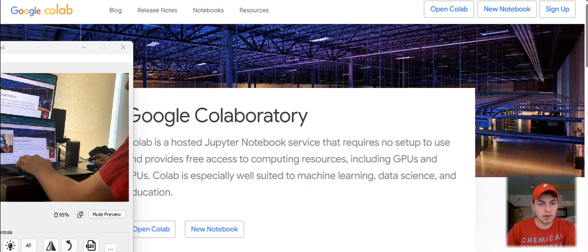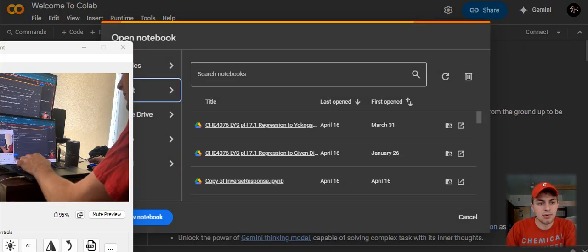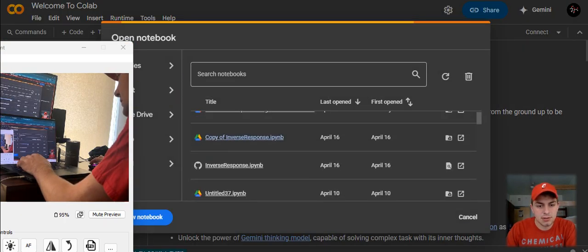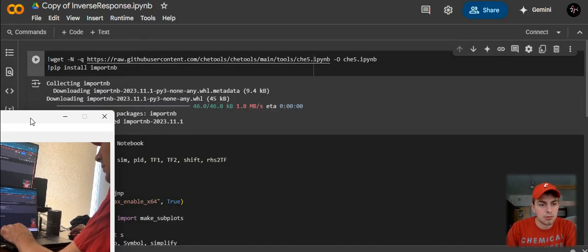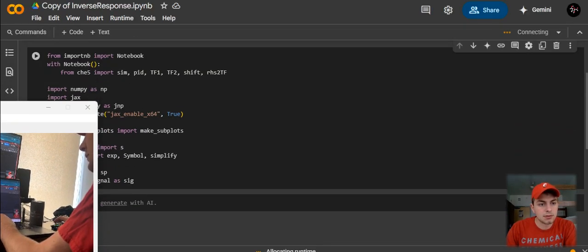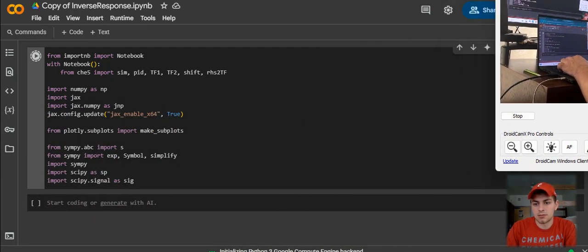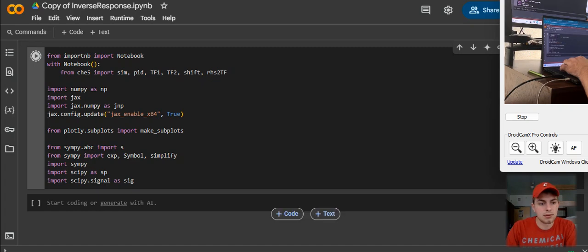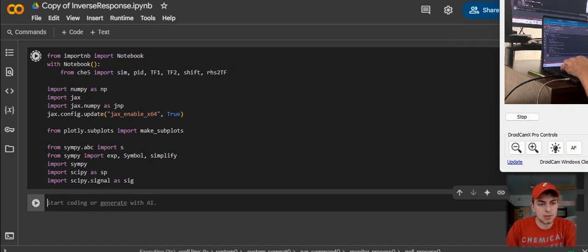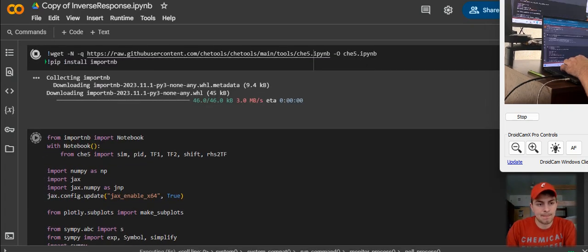I believe I've already started a file with all of the inputs in it. Perfect. So here's all our imports. I'm going to go ahead and throw my face up here so that we can see what we're doing code-wise here.